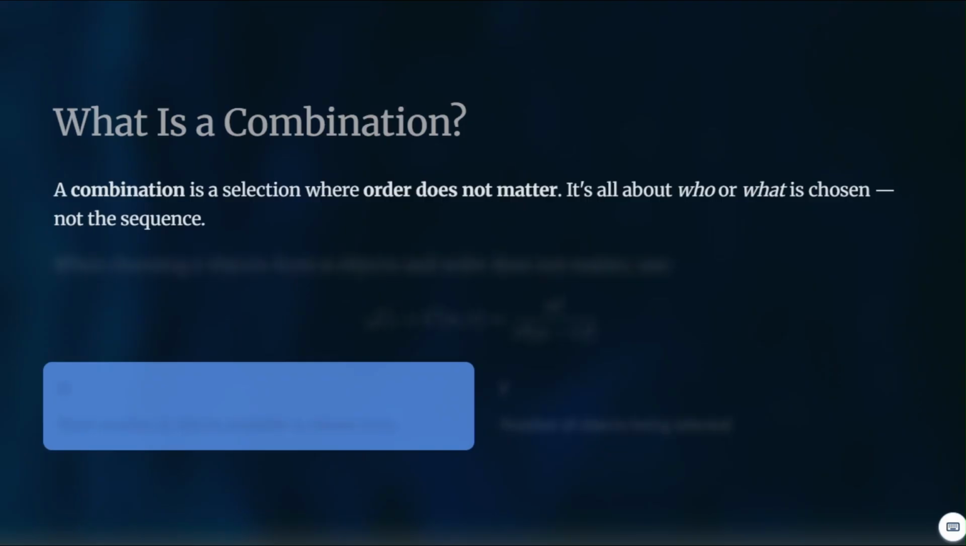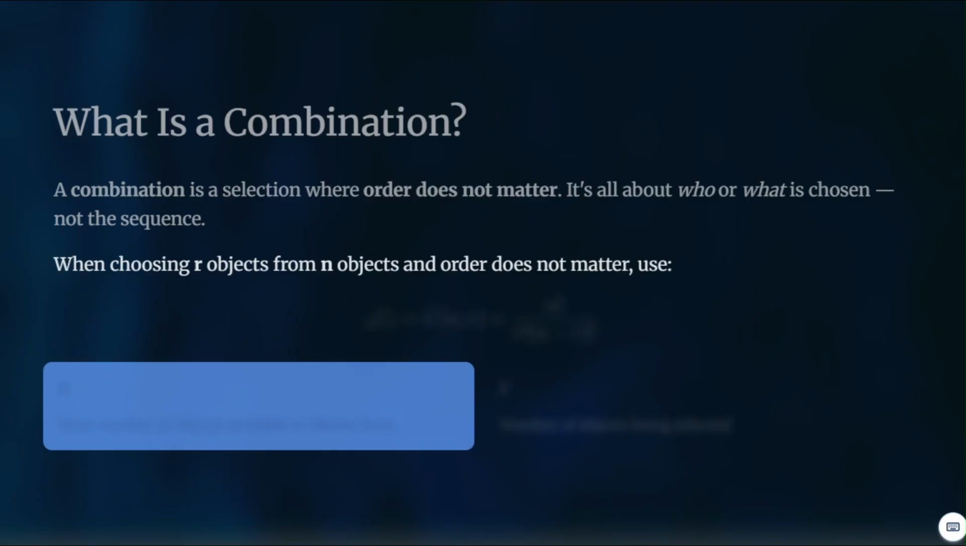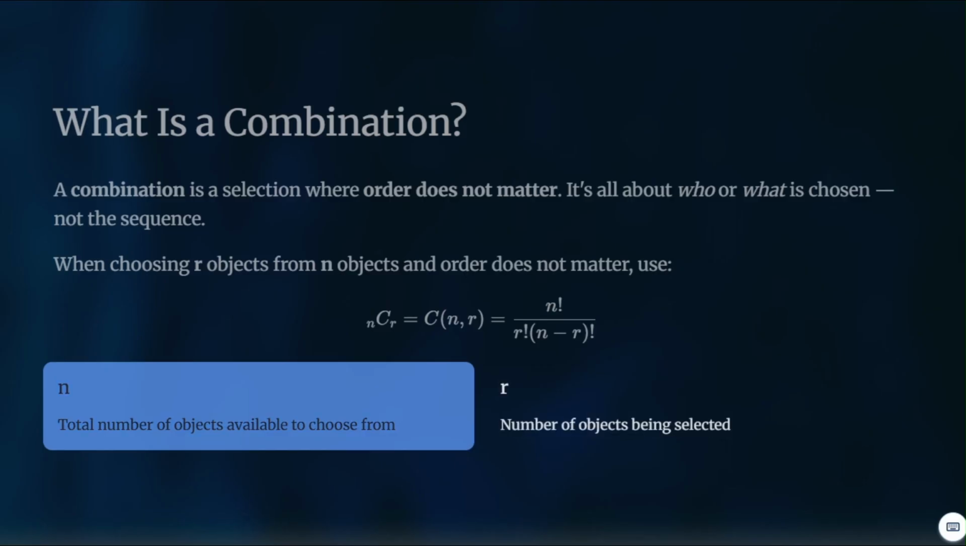A combination is a selection where order does not matter. It's all about who or what is chosen, not the sequence. When choosing R objects from N objects and order does not matter, here's the formula to use. N combination R, or N choose R, will be equal to N factorial over R factorial times N minus R factorial, where N is the number of objects available to choose from, and R is the number of objects being selected. If you're simply choosing a group and positions are not assigned, it's a combination.